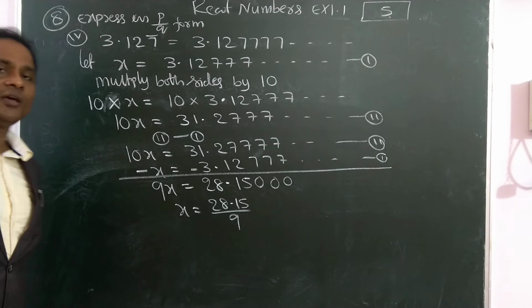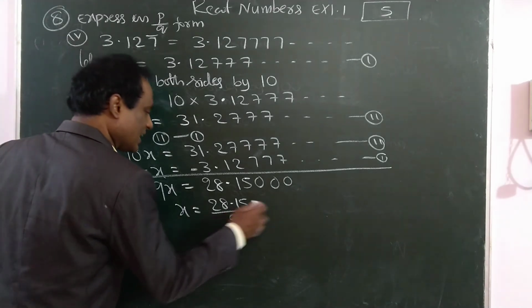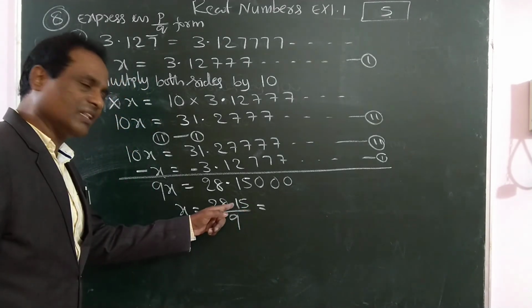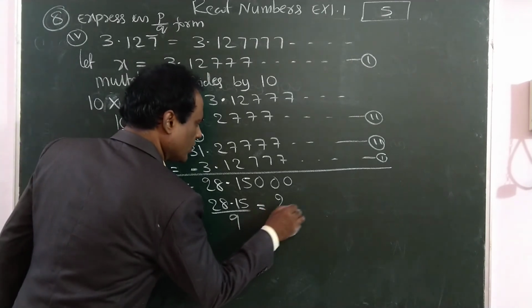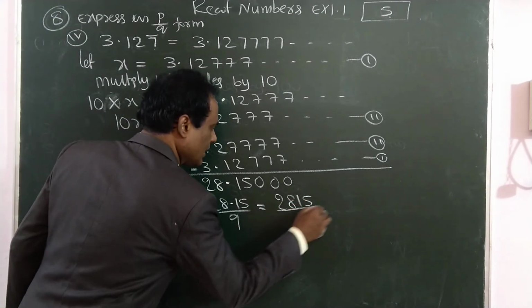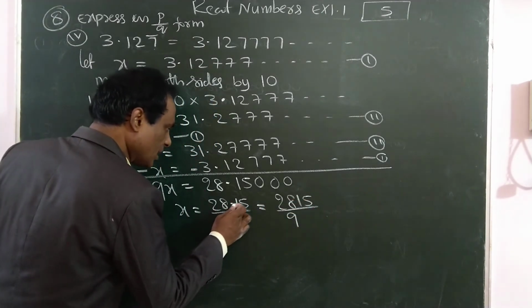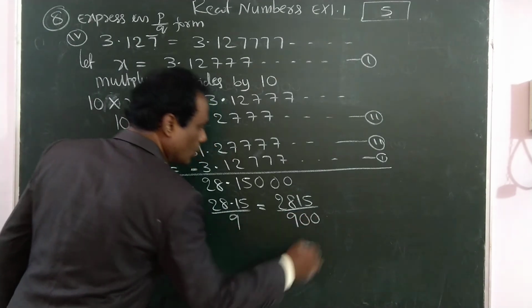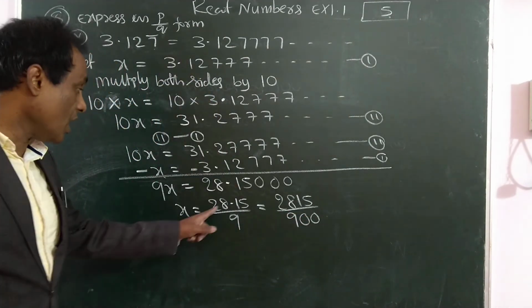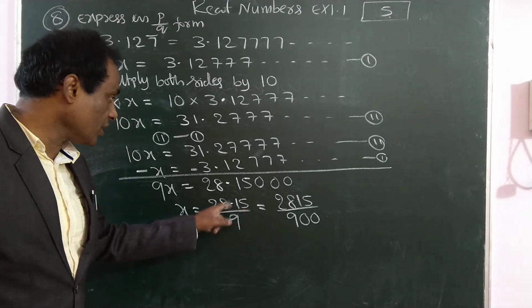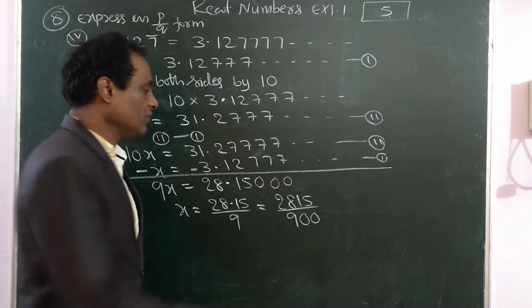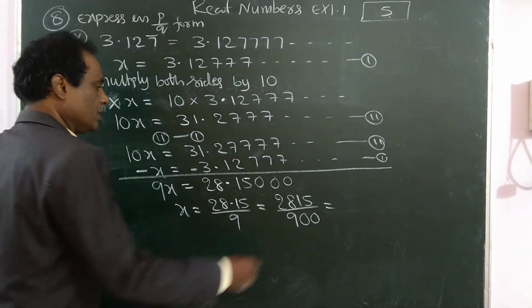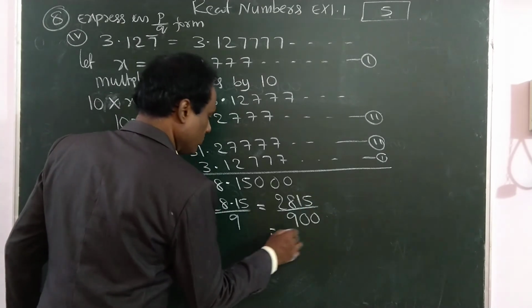28.15 by 9. But again the problem is there is a decimal, so remove this decimal. This is very simple to remove. 2815 by 9, after the decimal there are 2 digits, so 2 zeros. The decimal is removed. This is the answer. Therefore we can further simplify.